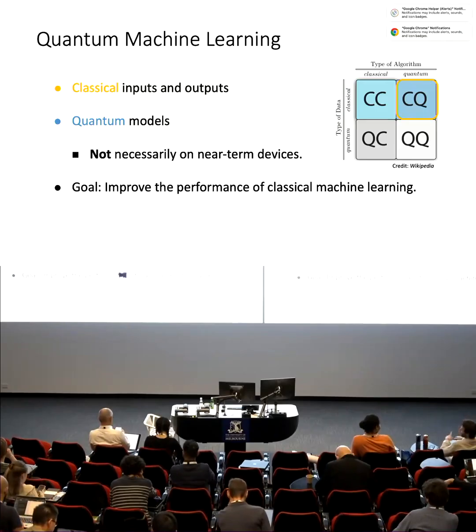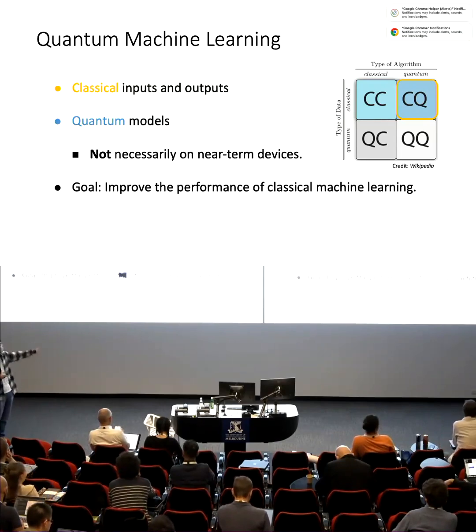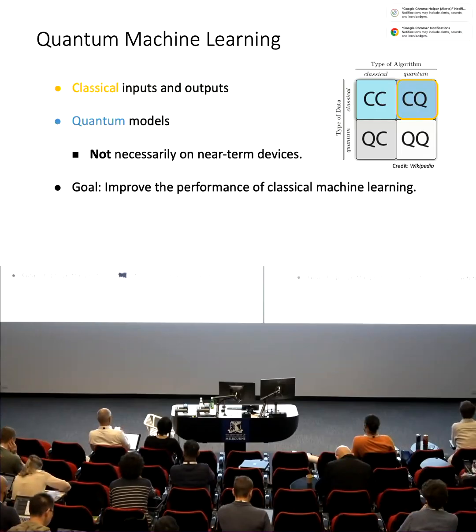As we know, there are many types of quantum machine learning models depending on how we choose the types of data and the types of algorithms, as the figure shows. As I described, today we'll focus on the CQ type. The ultimate goal of this type of quantum machine learning model is to improve the performance of classical machine learning models.